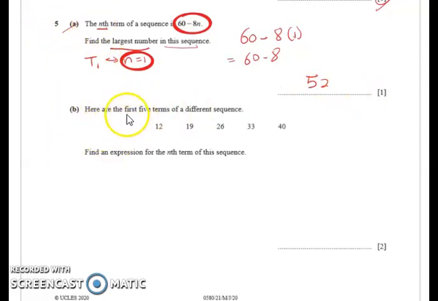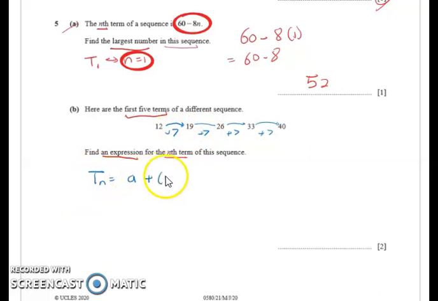And then here, these are the first 5 terms, and they want an expression for the nth term, right? Now we can say the difference here is 7, 7, 7 and 7. It's all plus 7. So what we can do is use this formula: a plus (n minus 1)d. The a refers to the first number, the first term.